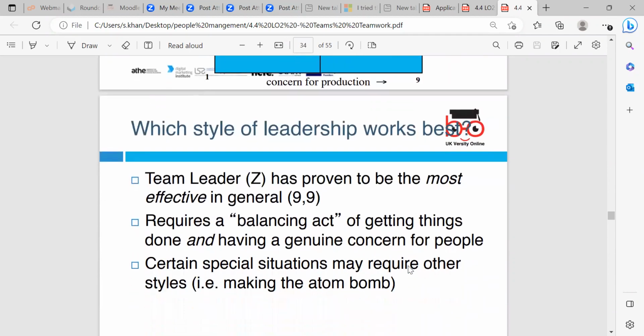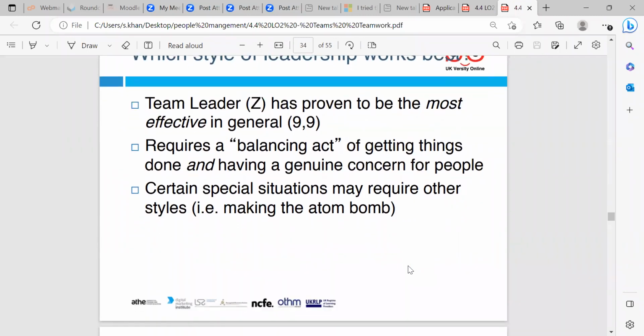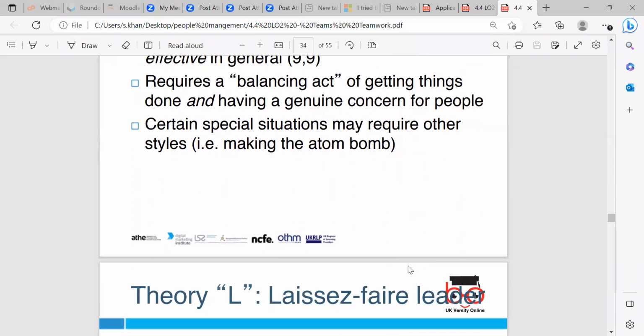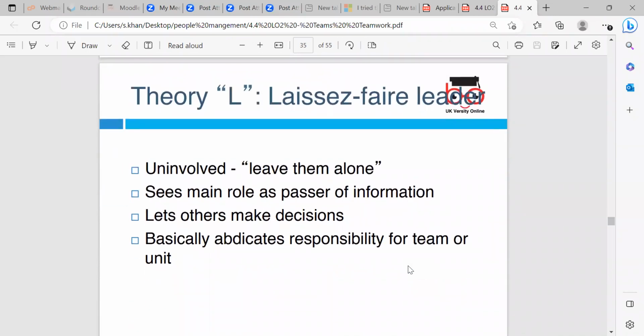Which style of leadership works best? So team leader, theory Z, has proven to be most effective in general. 9.9 requires a balancing act of getting things done and having a genuine concern for people. Certain special situations may require other styles. Theory L, which is the laissez-faire leadership.